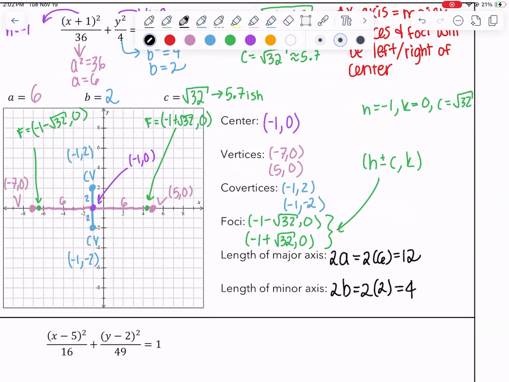Last thing left to do is draw this ellipse. Let's see if I can get it nice and level again, since I did it once. Oh, look at that. A miracle. There it is, only a little bit tilted. You try your best, right? Boom. All right.